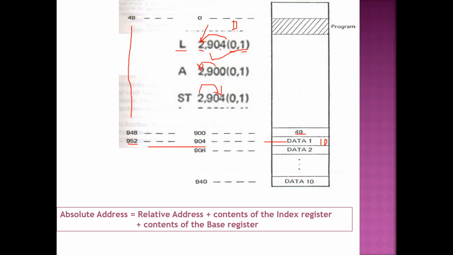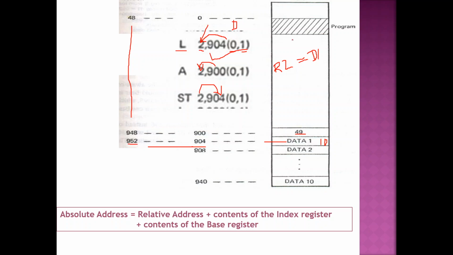So I'm loading the value present in 904 into register 2. What happens now? Register 2's contents is equal to data 1. So register 2 is equal to data 1 after I have loaded from 904. 904's value is loaded into register 2. In our case, let us assume that it is 10.